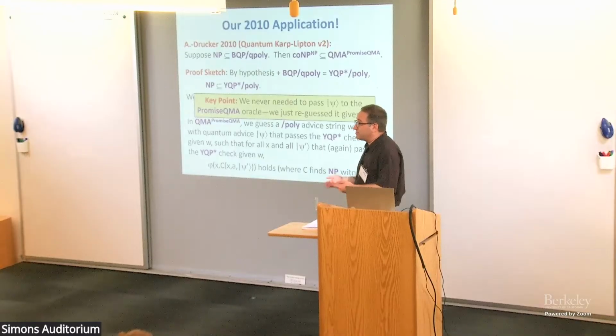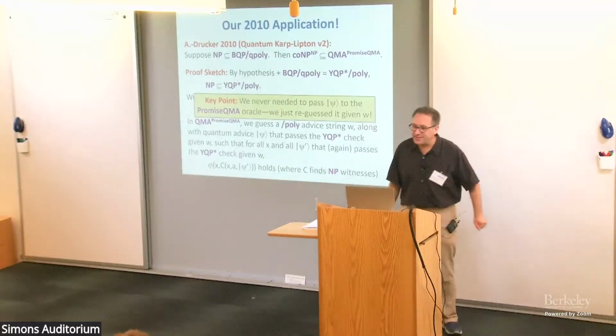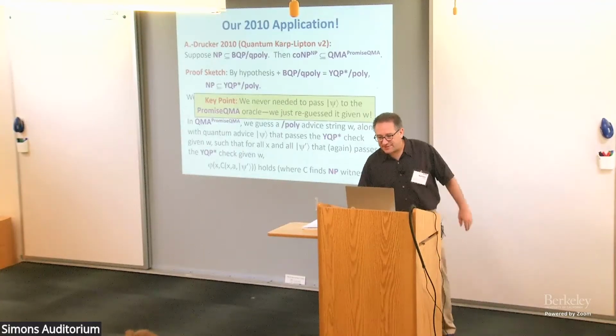Okay, so YQP is a uniform complexity class. It's actually a subclass of QMA, right? Because the advice has to be verified. Okay, so you can think of it as a QMA witness that is only allowed to depend on the input length. Okay, good. So that's the difference, right?